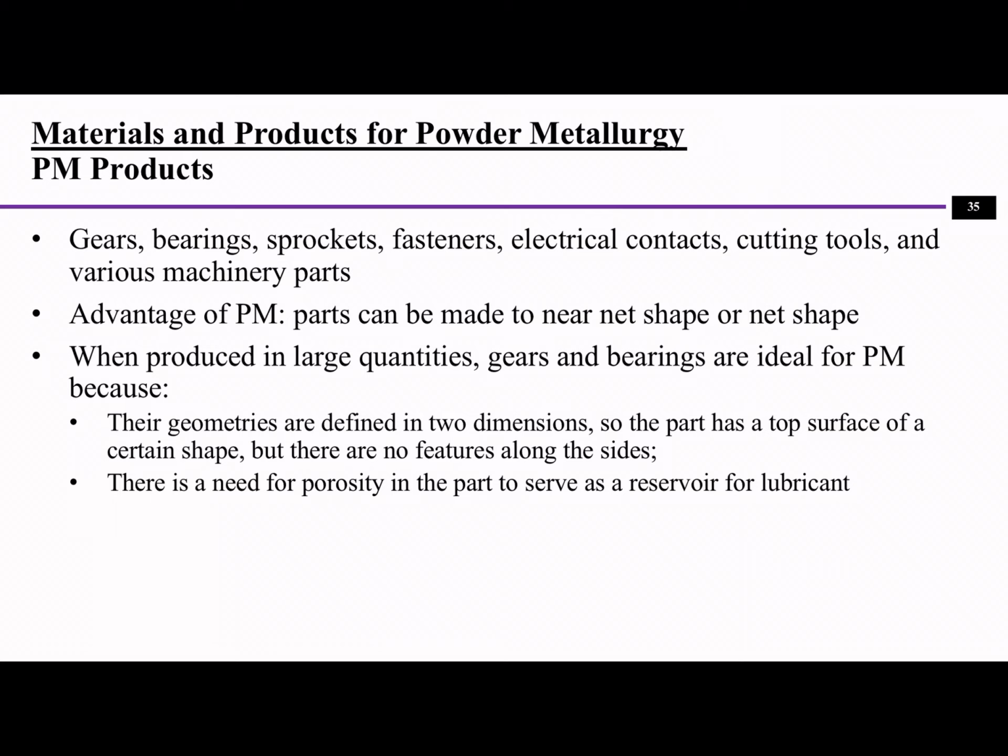Some of the typical products we already mentioned are gears, bearings, sprockets, fasteners, electrical contacts, cutting tools, and many machinery parts that can be made from powder metallurgy. Those have very typical characteristics. Either they need some porosity in their products, or they have very special strength or other properties that are required in their working environment.